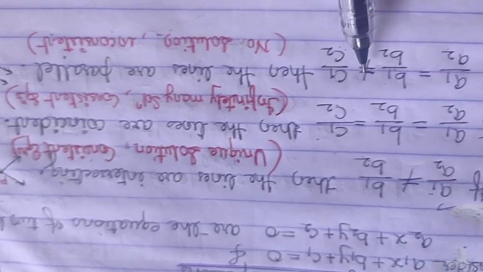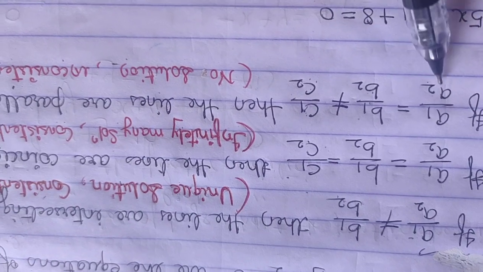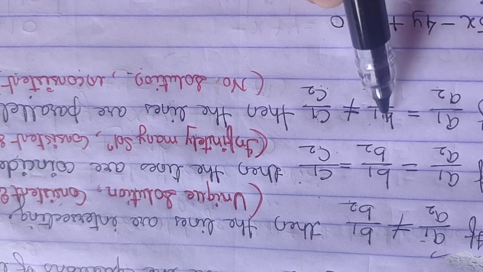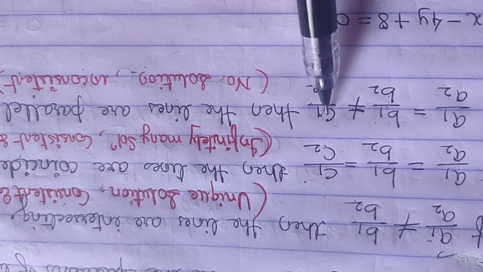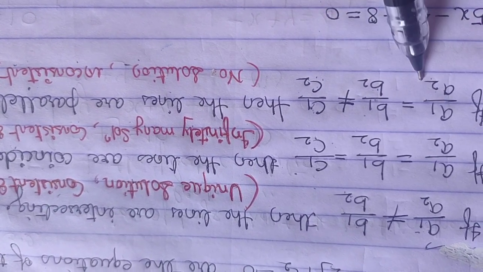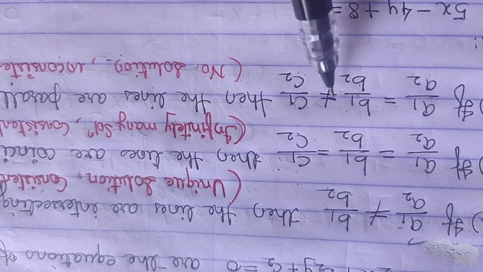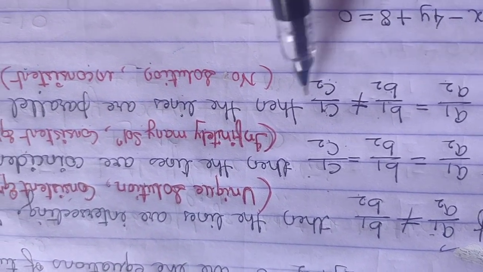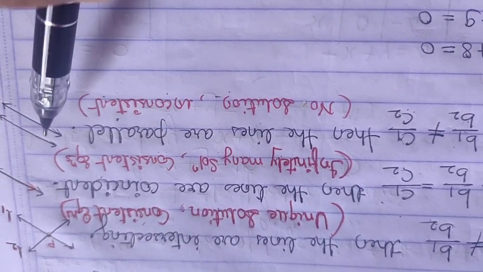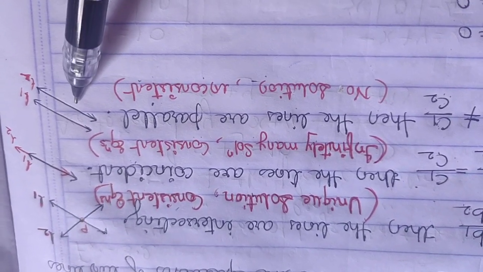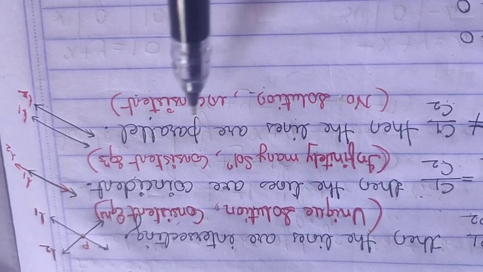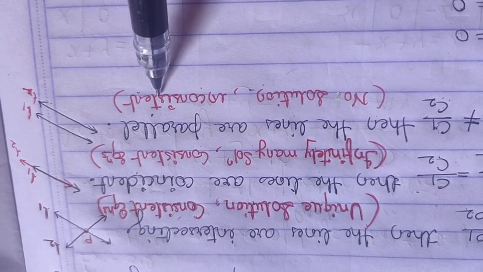Okay, and then the third condition: if a1 upon a2 is equal to b1 upon b2, these two ratios, the coefficients of x and y, are proportional, but the ratio of constants is not equal to these ratios. So a1 upon a2 is equal to b1 upon b2 is not equal to c1 upon c2. Then the lines are parallel lines. They do not intersect each other, and hence there is no solution. And if there is no solution, the equations are said to be inconsistent equations.